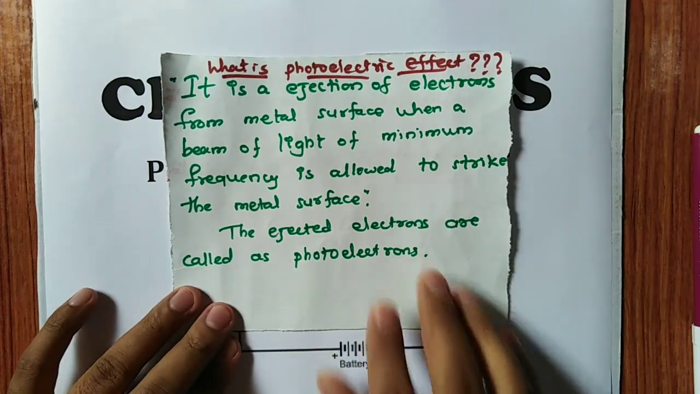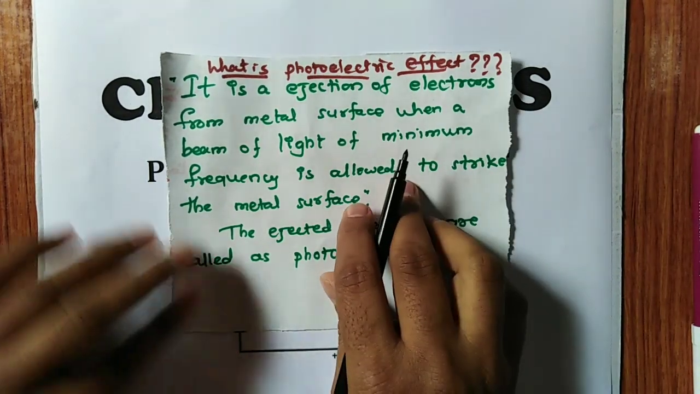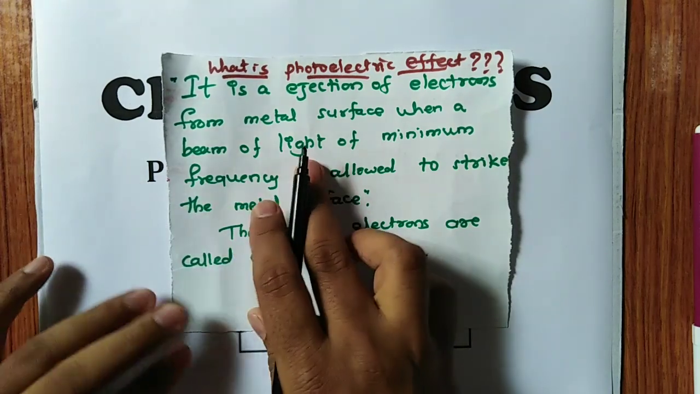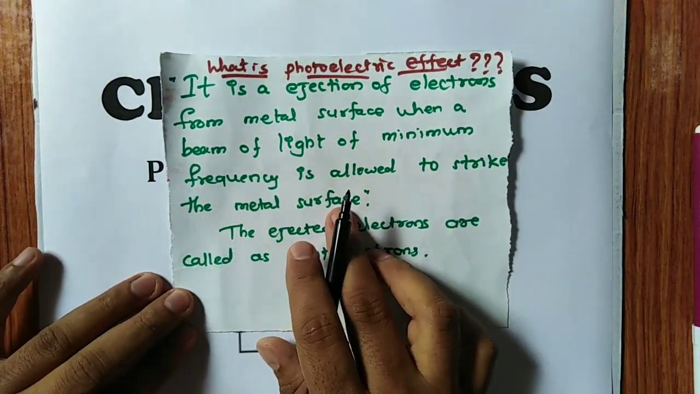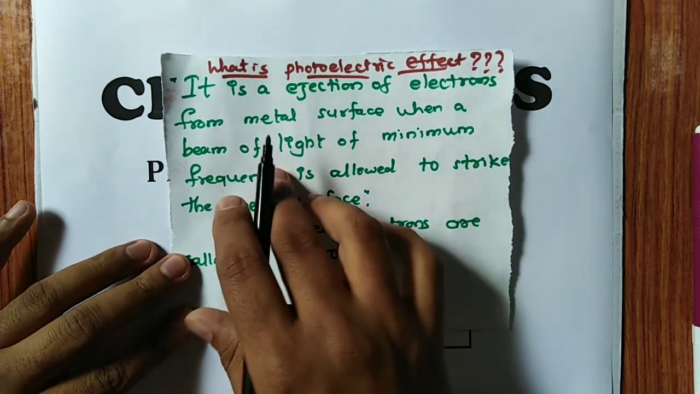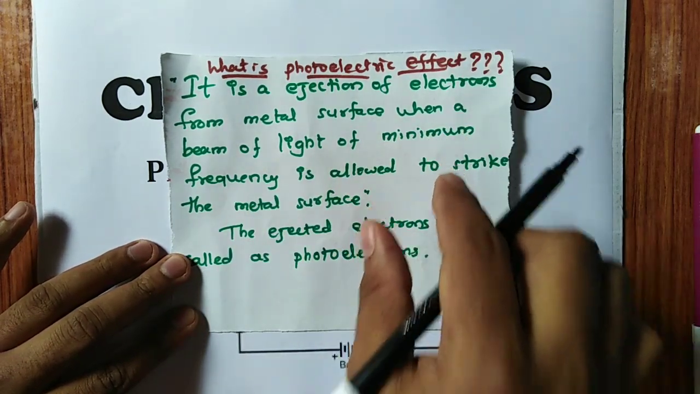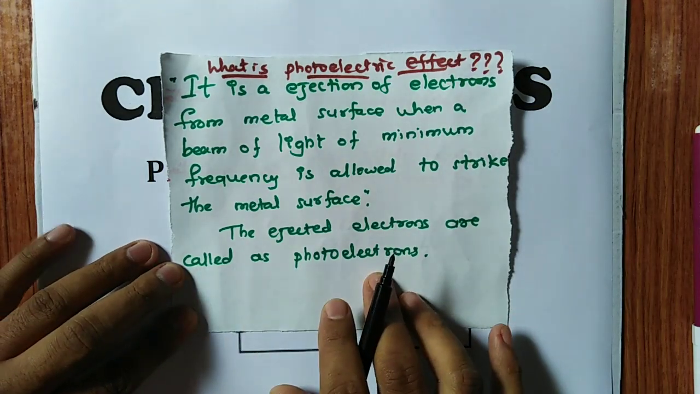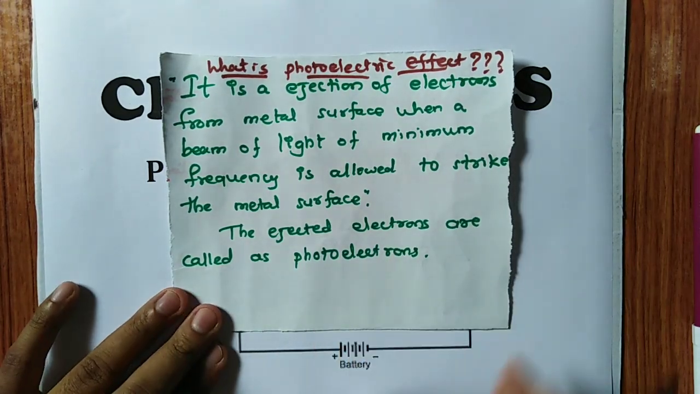The photoelectric effect is the ejection of electrons from a metal surface when a beam of light of minimum frequency is allowed to strike the metal surface. Generally, electrons get ejected when light of suitable frequency falls on the metal. The ejected electrons are also called photoelectrons, as we know.